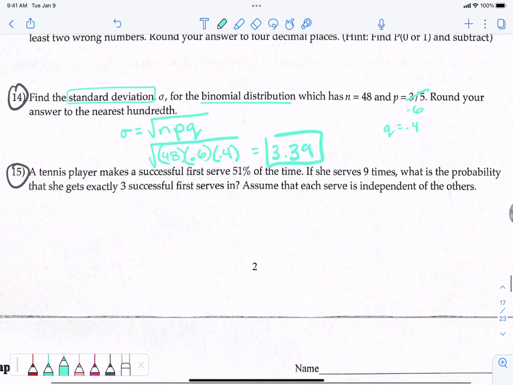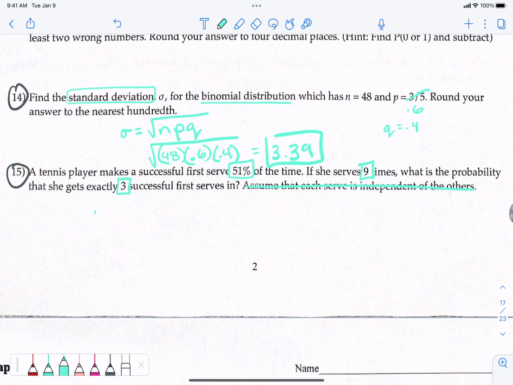Okay, this one doesn't tell us what to do. A tennis player makes a successful first serve 51% of the time. If she serves 9 times, what is the probability she gets exactly 3 successful serves in, and assume that each one is independent of the others, right? So like she doesn't get better as time goes on. This is not meant to confuse you. It's trying to make things easier on you. So whatever. What are we going to do here?